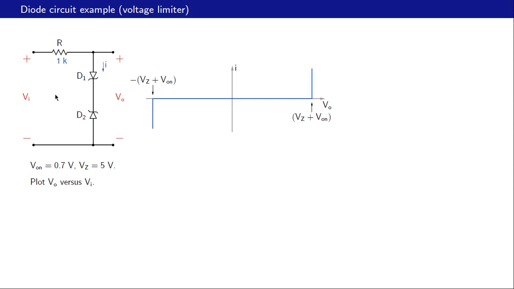To summarize, we need an input voltage greater than 5.7 volts for the diode pair to conduct in that direction, and we need an input voltage less than minus 5.7 volts for the diode pair to conduct in the opposite direction. Let us now put all these observations together and plot VO as a function of Vi.